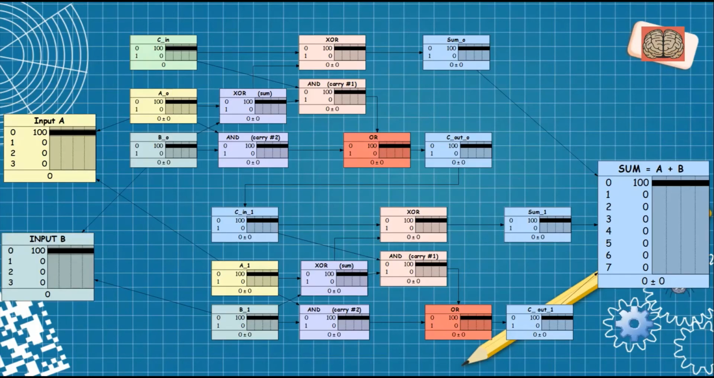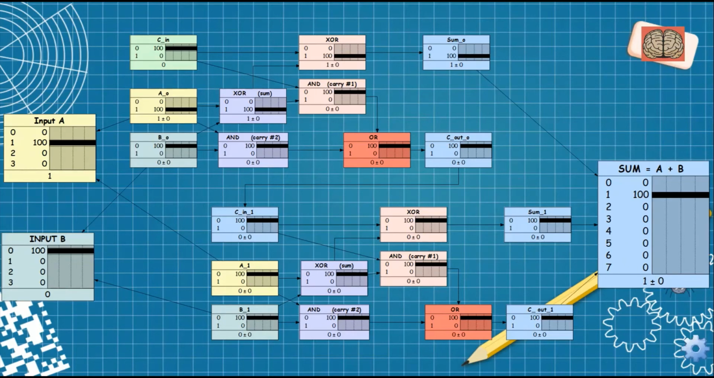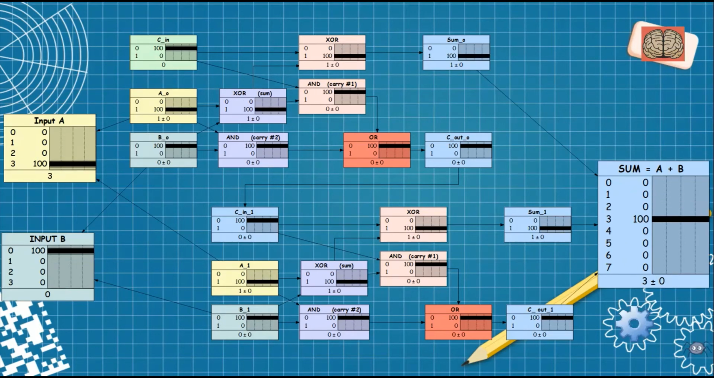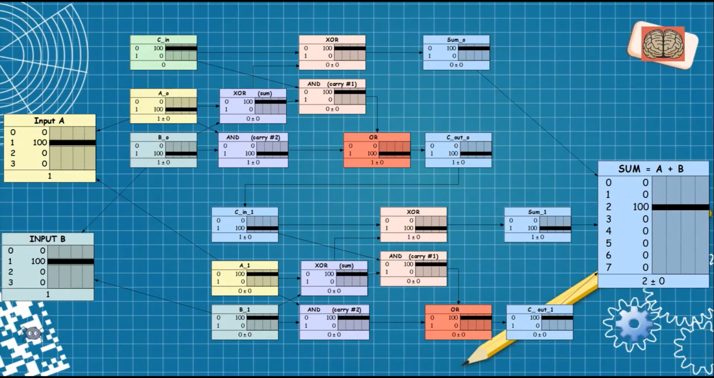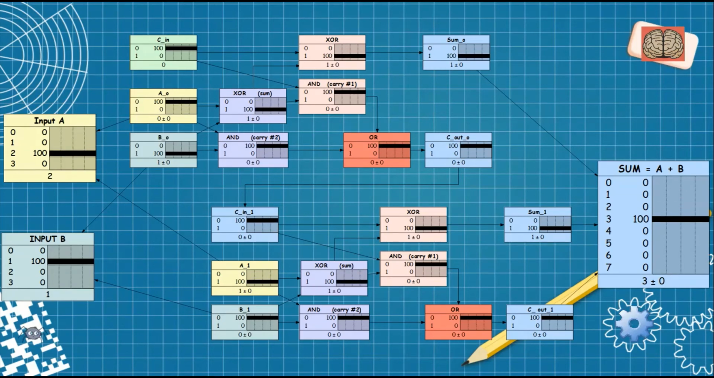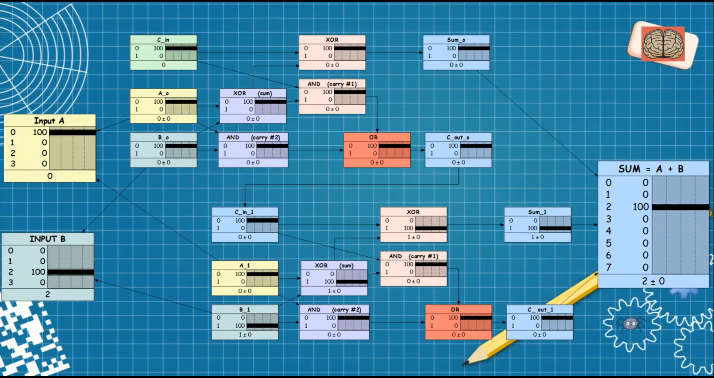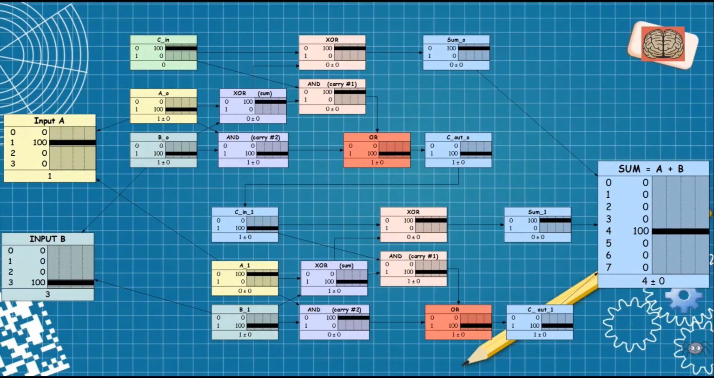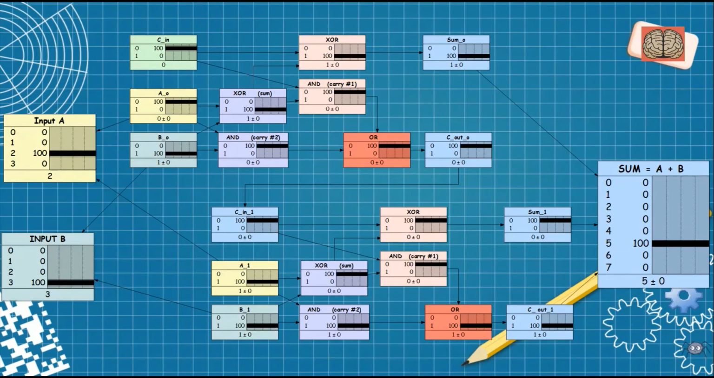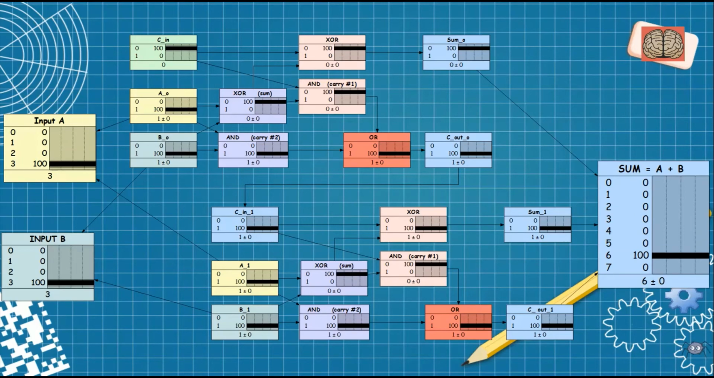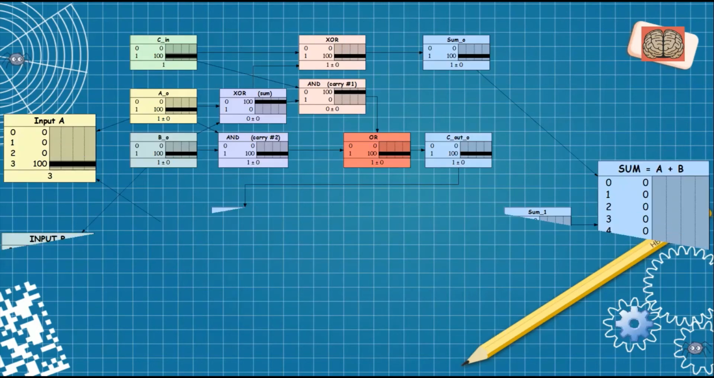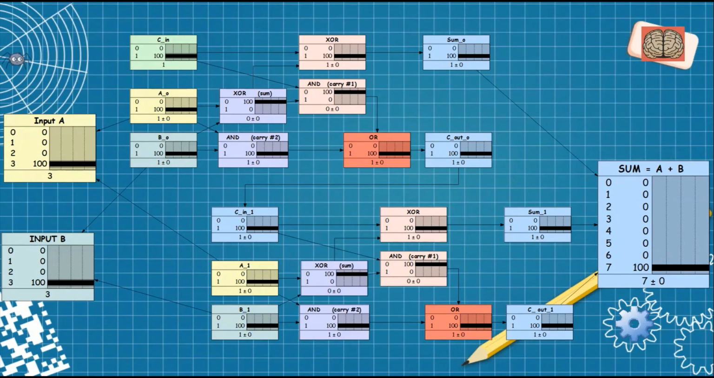Okay, so there's 0 plus 0, 1 plus 0, 2 plus 0, 3 plus 0, 0 plus 1, 1 plus 1, 2 plus 1, 3 plus 1, and 3 plus 2, 2 plus 2, 1 plus 2, 0 plus 2, 0 plus 3, 1 plus 3, 2 plus 3, and finally 3 plus 3. It works. Hooray. Now, it will have occurred to you, wait a minute, what about this 7? How do you get to 7?